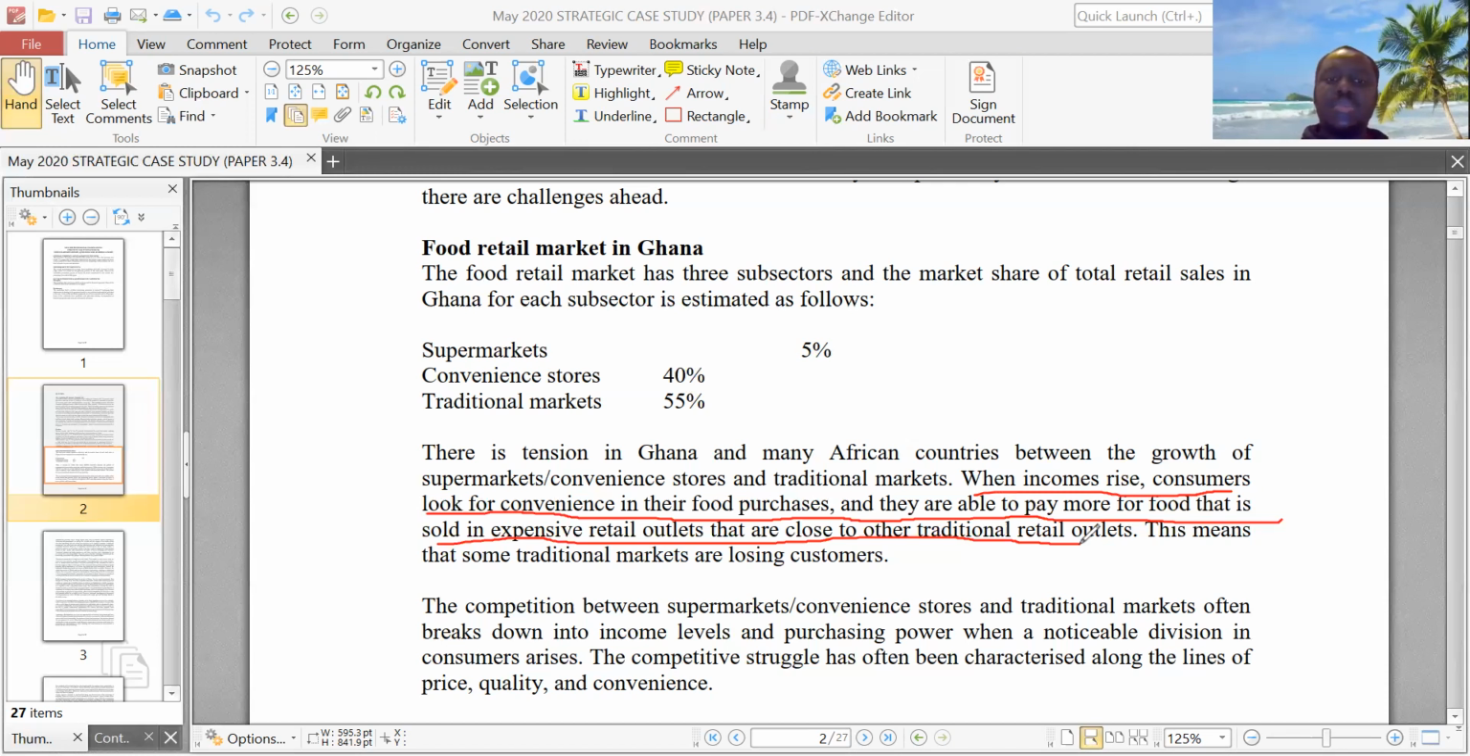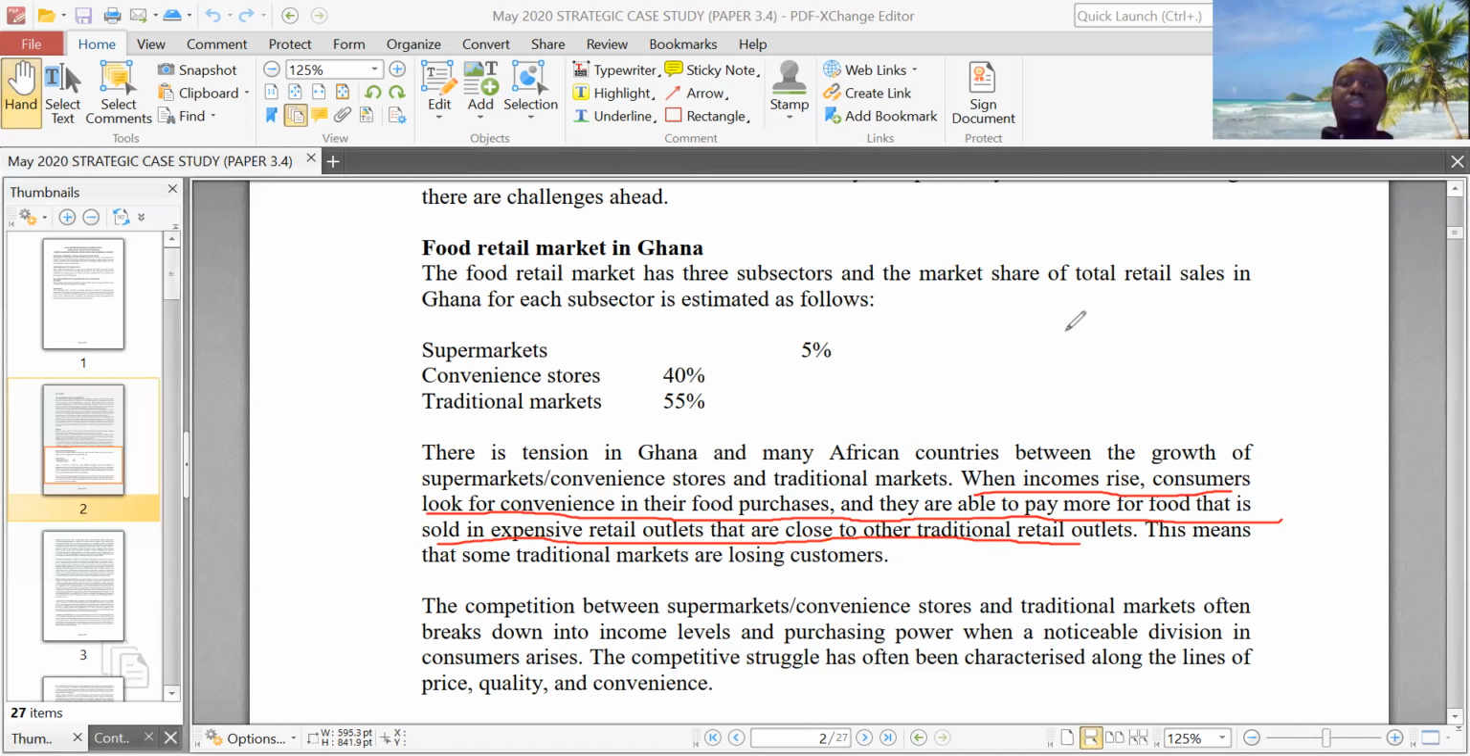For food that is sold in expensive retail outlets that are close to other traditional retail outlets. And what happens is that when incomes rise, you see people switching from traditional markets to the convenience stores / the supermarkets, because people have more to spend, and want to identify a lot more with the supermarkets and the convenience stores. Hence, the traditional markets are losing customers. So that is the background.